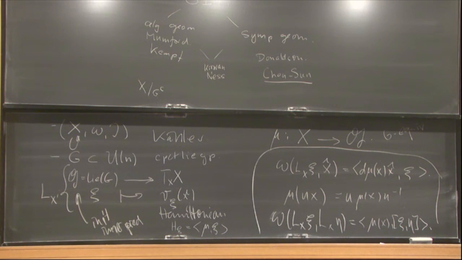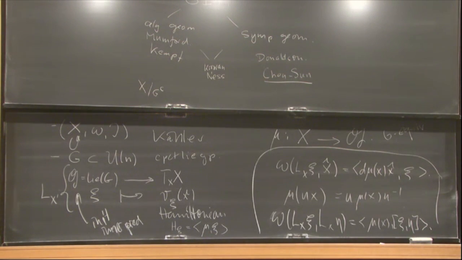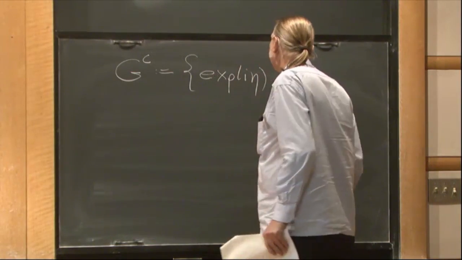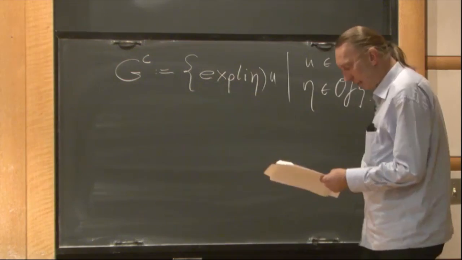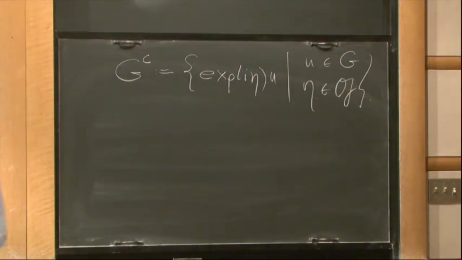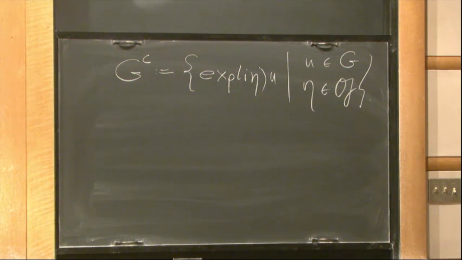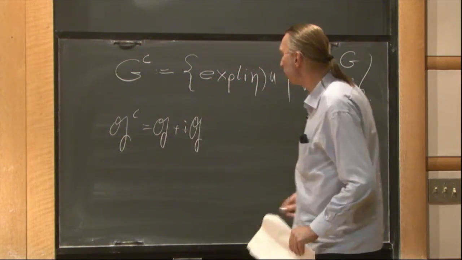And now the next important ingredient in the story is the complexification of this group, and that's nice and easy to write down if we assume that our group is contained in the unitary group. Then GC can just be written by polar decomposition as the set of all matrices of the form exp(i eta) times u, where u is in the original compact Lie group and eta in the Lie algebra. And then in this situation, on the one hand, G is a maximal compact subgroup of GC, and on the other hand, the Lie algebra of this group is also the complexification of the Lie algebra of the original compact group.